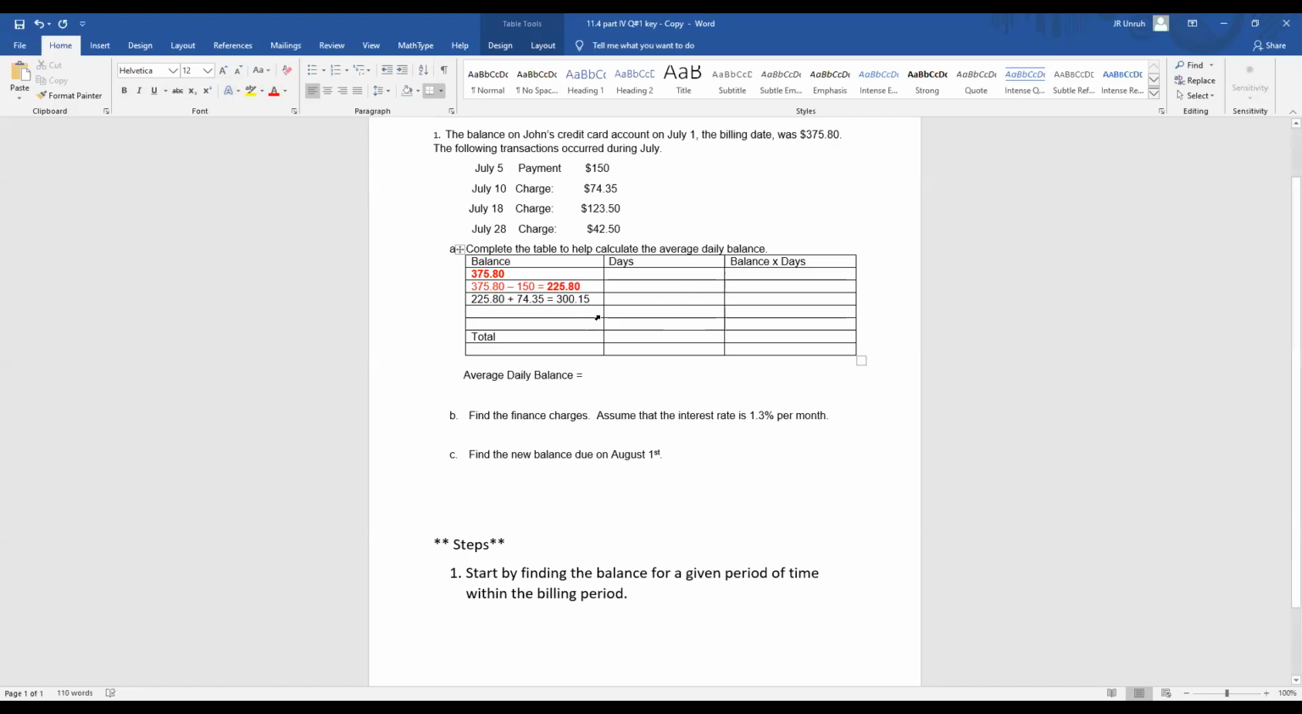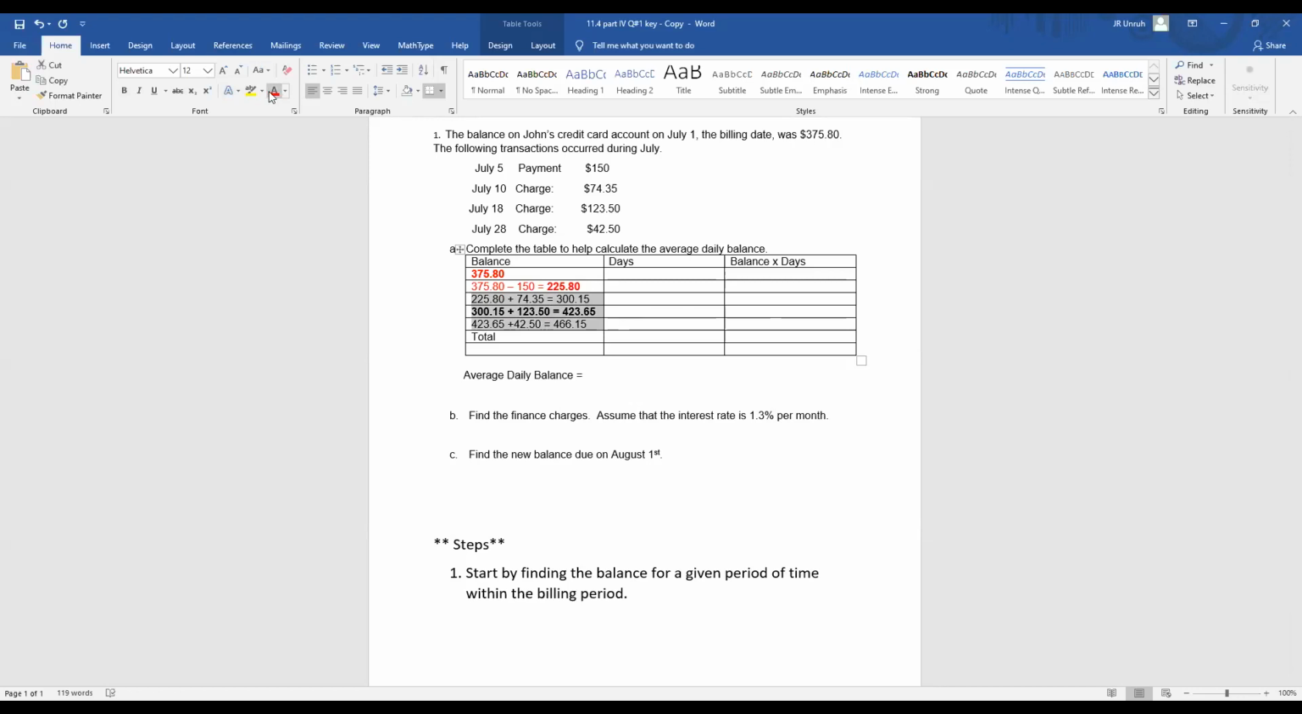Okay, I'm going to go down then another charge for $123.50. We need to take the 300.15 and add to that $123.50. The total now becomes 423.65. We're going to go down here and we're going to take the 423.65 and add to that the 42.50, which is the additional purchase, and the new balance becomes 466 and 15 cents. Okay, so I'm just going to go through and highlight those.